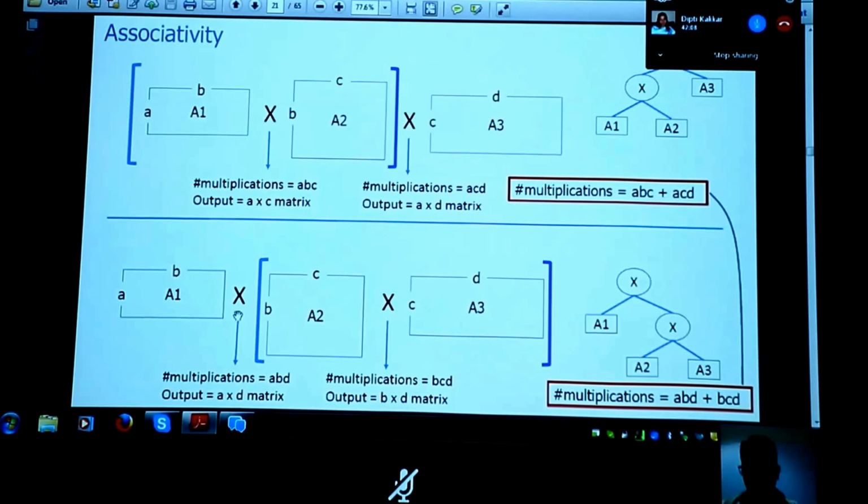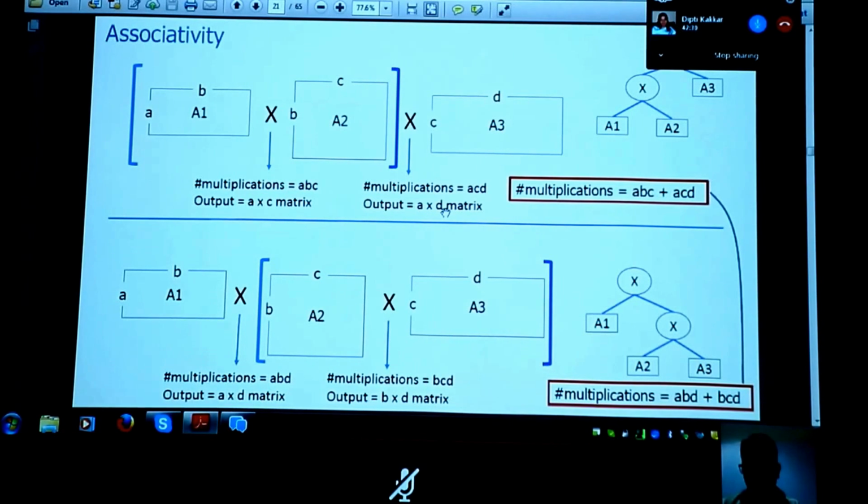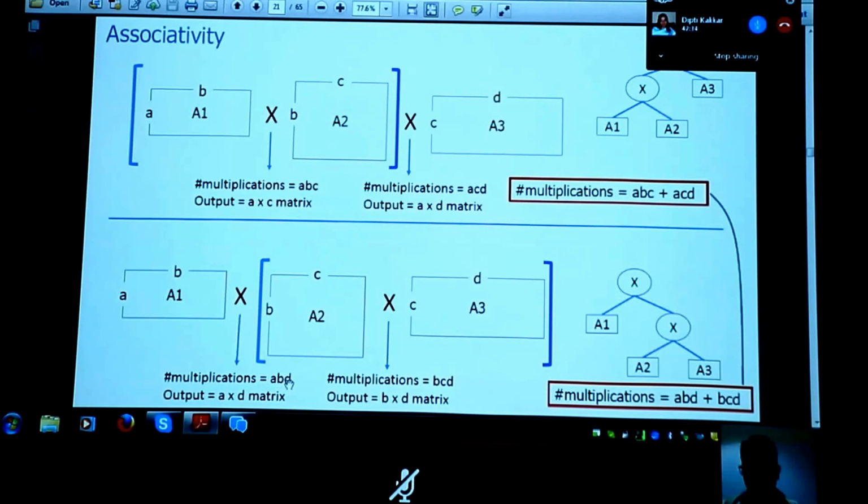Now you're going to pre-multiply this with this A×B matrix. So this is an A×B multiplied by a B×D matrix, right? So its cost will be ABD, and you'll get an output of A×D, same as what the other guy got. Of course, they'll get the same output. Now, in this case, the total number of multiplications is ABD plus BCD.